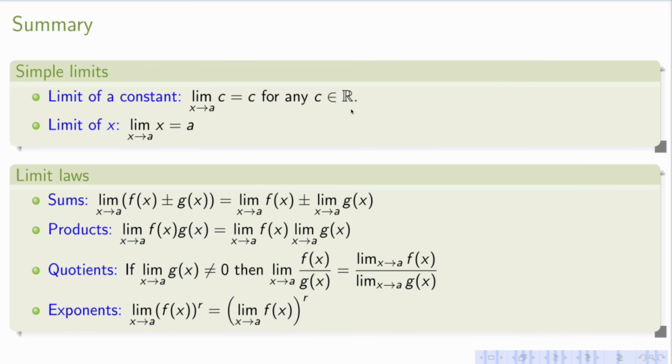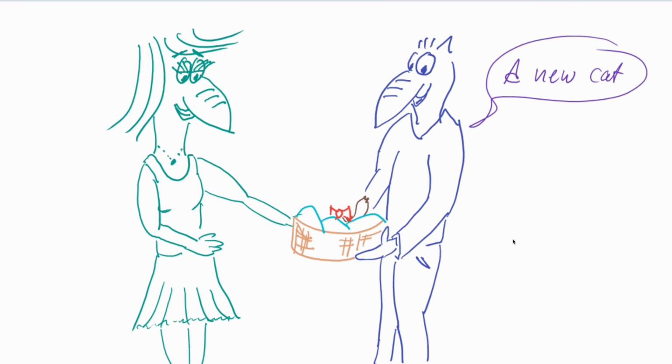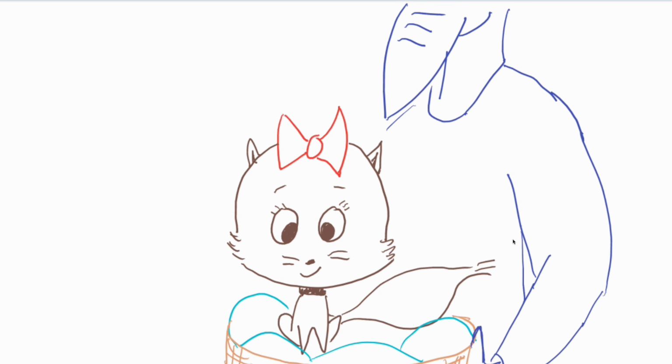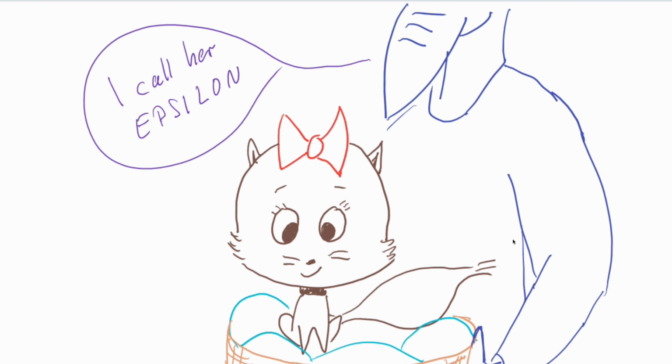Hey, there's something going on with Tolo and Gela. Let's have a look. Hey, Tolo, hey, Gela, what are you having there? You got a new cat? Let's have a look. Aw, she is cute. Does she have a name? You call her Epsilon because she's so small. Oh, how cute.